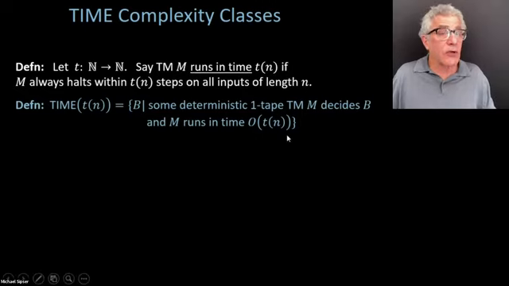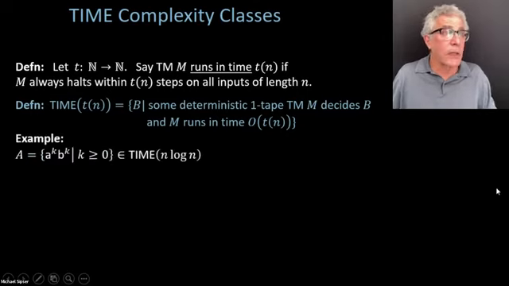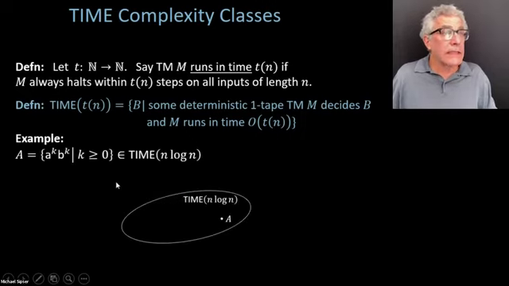So this is a collection of languages. The time complexity class is a set of languages. I'm going to draw it now as a diagram. If you take the language that we've been using as our standard example, a to the k, b to the k, that's in time n log n, as we observed three slides back. On a one-tape Turing machine, you can do this language in time n log n. So it's in the time complexity class n log n.